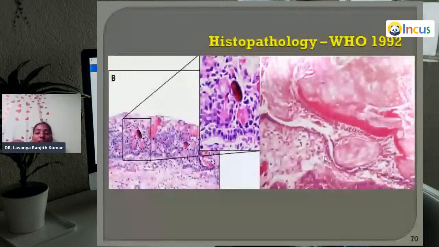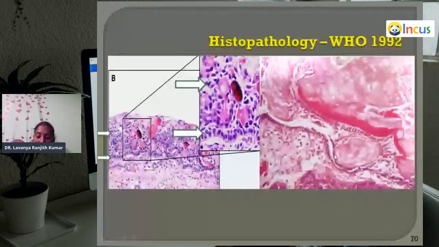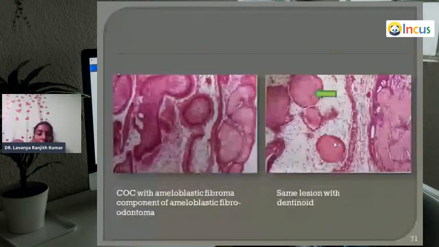So this is the histopathological feature showing a ghost cell with epithelial lining and also a connective tissue component. In 1922, it was given by WHO. Coming back to that, if it is COC, that is calcifying odontogenic cyst with ameloblastic fibroma, the component of ameloblastic fibro-odontoma, and the same lesion with the dentinoid. They have a dentinoid material.